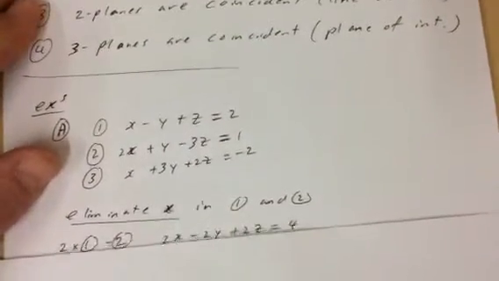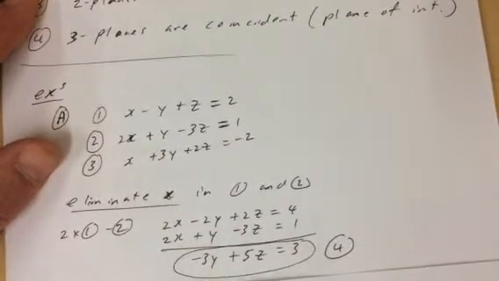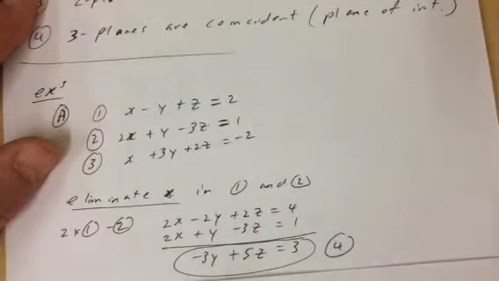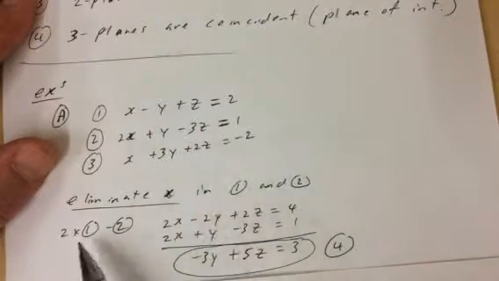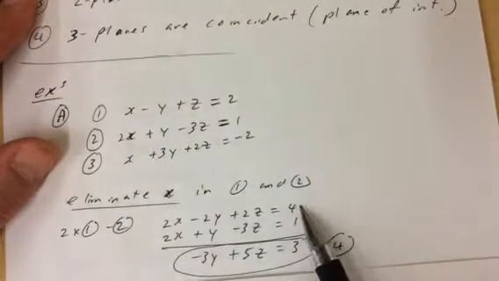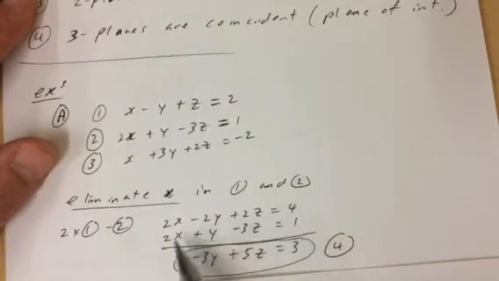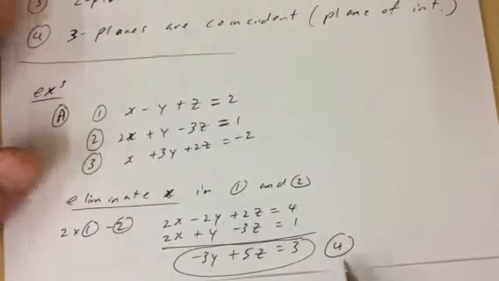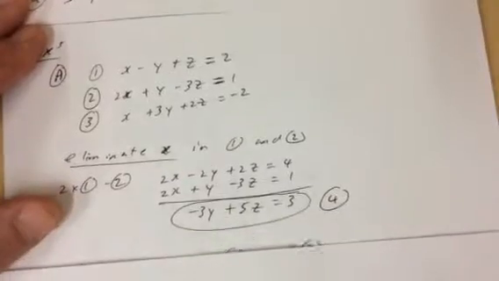Eliminating in 1 and 2, we're going to get this. So 2 times equation 1 minus equation 2, and we're going to do the subtraction here. Remember to multiply the other side of equation 1 by 2 as well. Do the subtraction, the x's go away, and we get this equation here. We're going to call this equation 4, and we're going to come back and need that.